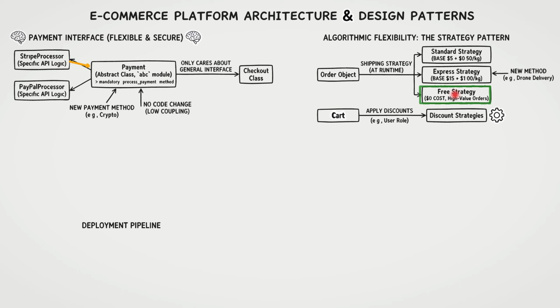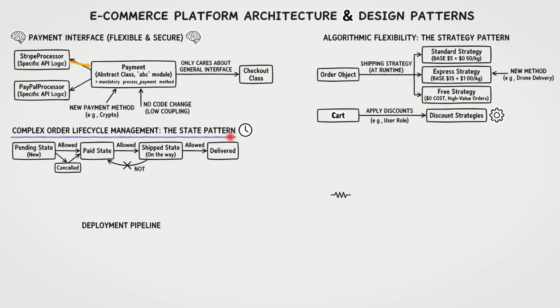An order goes through many stages, and certain actions are only allowed at specific times. For example, you absolutely cannot ship an order that hasn't been paid for. To handle this smoothly, the state design pattern manages this life cycle by turning each state into its own class. When an order is new, it's in the pending state.